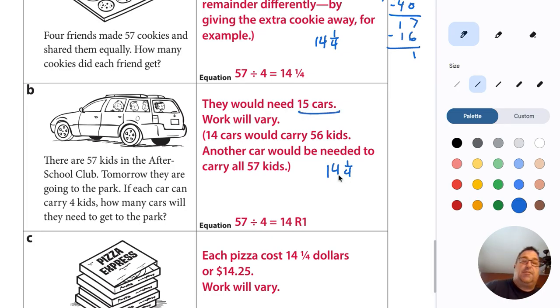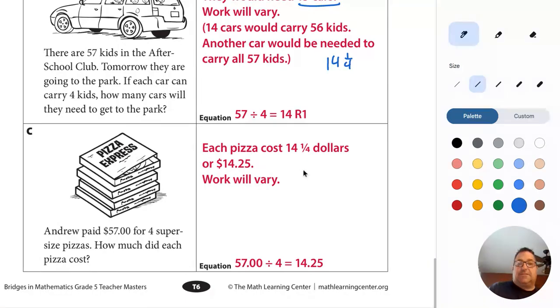So technically, we could have 14 cars with 4 kids and 1 car with a kid all by himself. Or maybe we could have another kid join them. But the key is we're going to need 15 cars. 14 is not quite enough. We got just a little more. But we can see we're not going to fill up the whole car, so we could pick up a couple hitchhikers if we wanted, right? We got a couple spots. But 15 cars.